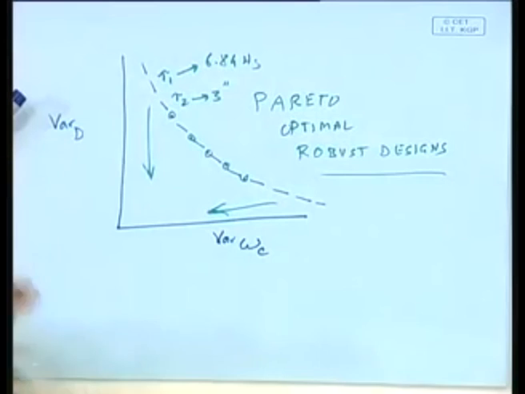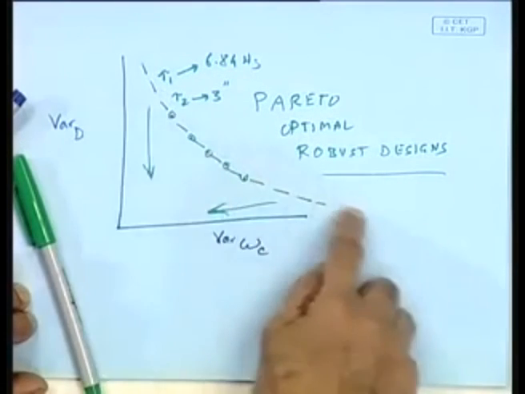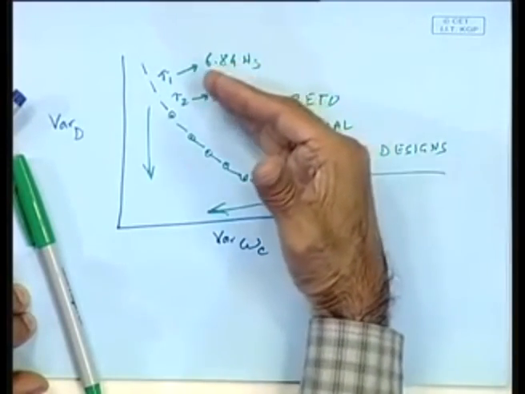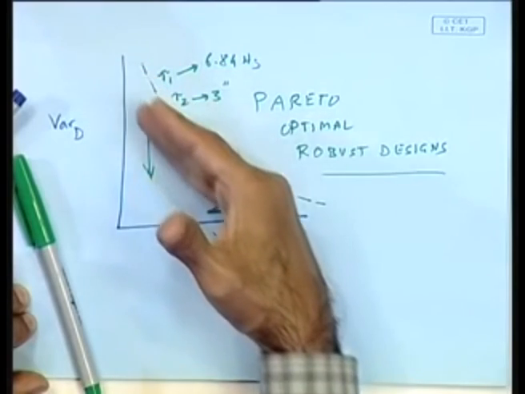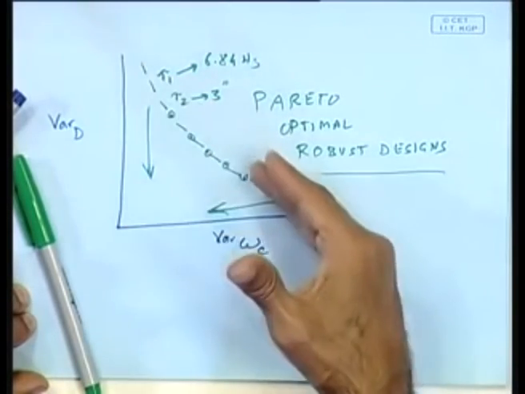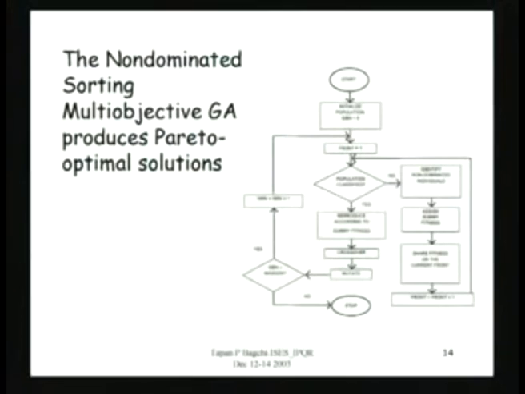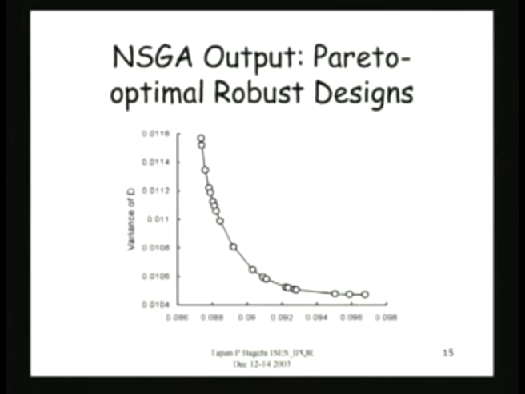Identifying these is done by this multi-objective GA. The multi-objective GA will give you these fronts. They'll start somewhere here, gradually bring it down all the way, and then end up with these designs there. These are the designs that are Pareto optimal designs, and let me just show you what they look like. This is the logic of the multi-objective GA that actually produces the Pareto optimal solutions. And when you look at the solution, they turn out to be like this.